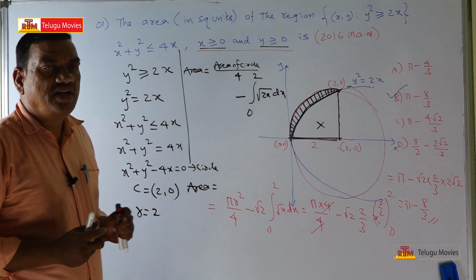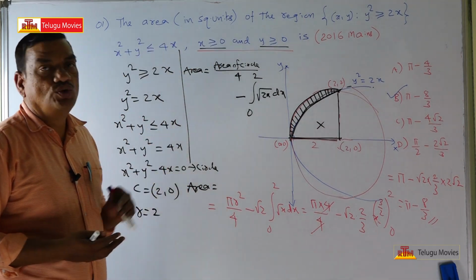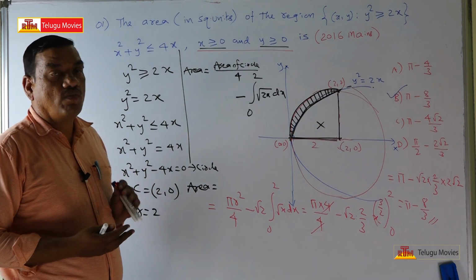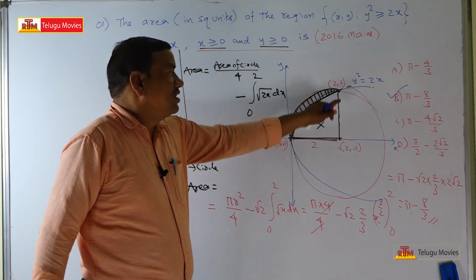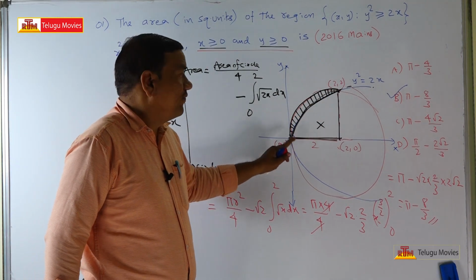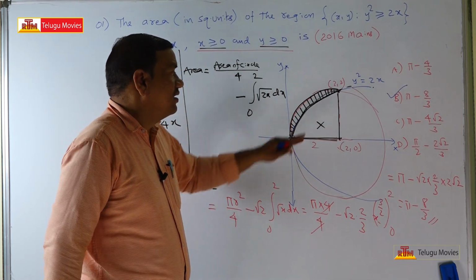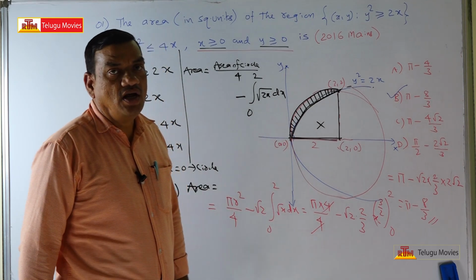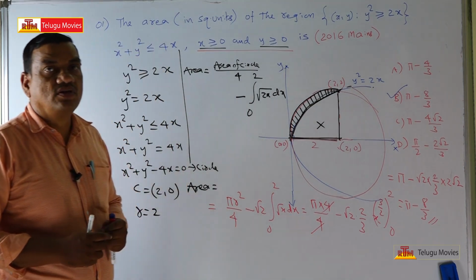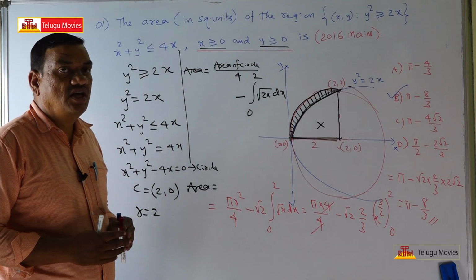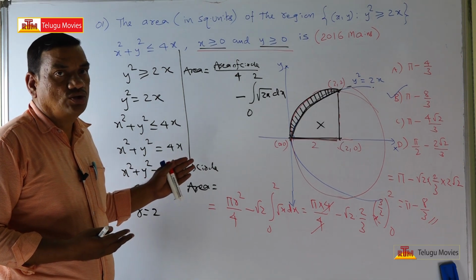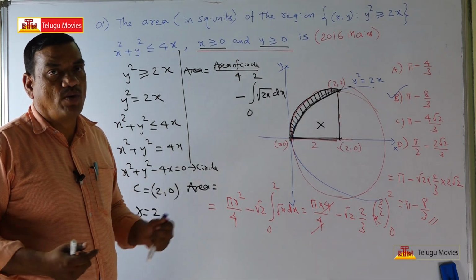Understand? So a very easy problem. This was asked in 2016 Mains for 4 marks. The only thing you have to observe is to subtract the area from the quadrant of the circle. If you know this concept, the solution of this problem is very easy. I hope that you understand this solution. So let us go for the next problem.